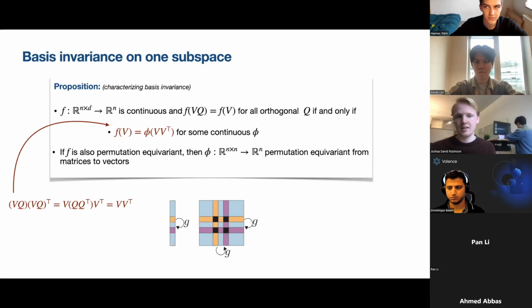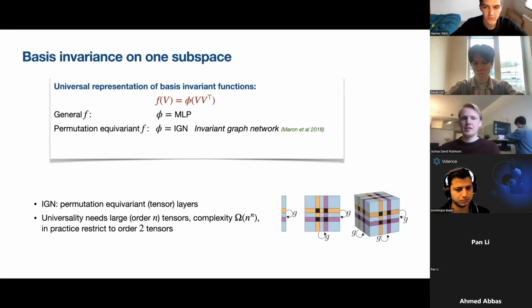When we talk about permutation equivariance of phi, what we mean is that if we permute the rows and columns of an input to phi using the same permutation g, then the output of phi should be permuted also according to g, but as a vector. Using this characterization, we are able to parameterize a universal class of functions that have this basis invariant property for a single basis, or a single subspace. All we need to do is define phi to be some architecture that is able to approximate any continuous function mapping matrices to vectors.